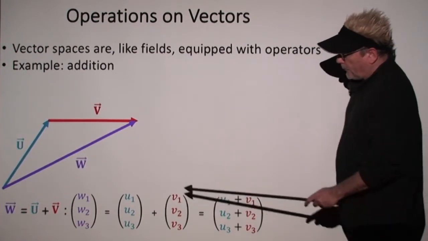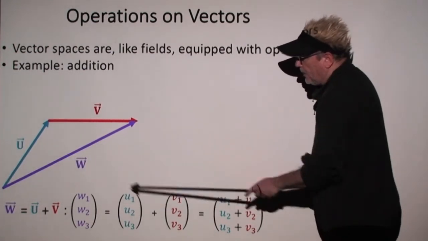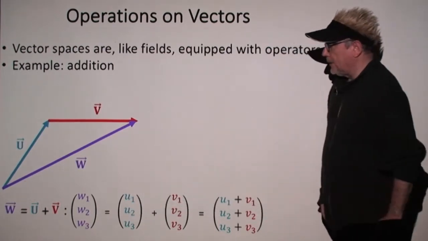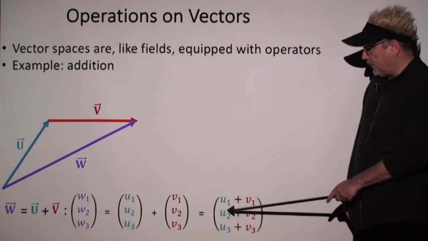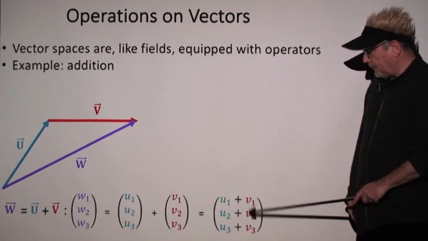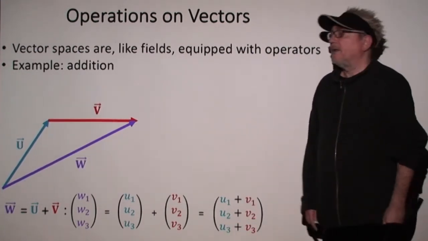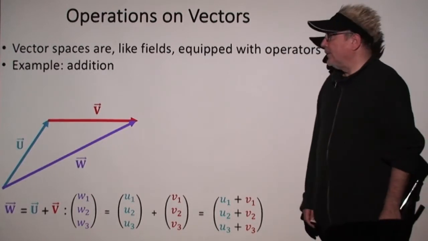And that is more formally defined here. Let's assume that u has u1, u2, u3 coordinates, and v has v1, v2, v3. Then w will have u1 plus v1, u2 plus v2, and u3 plus v3. And, I told you it was simple.